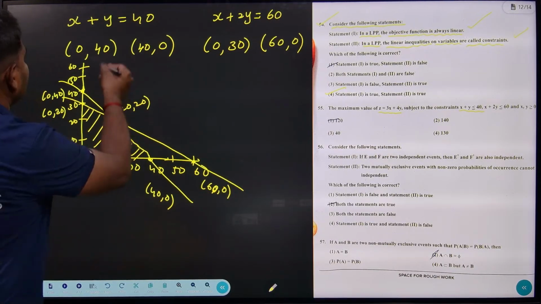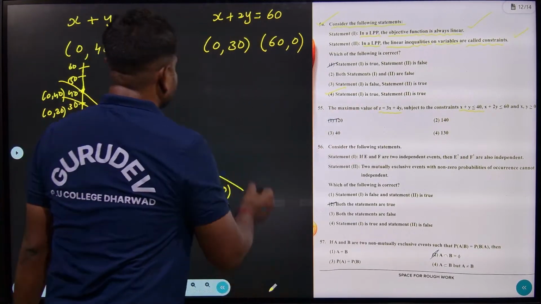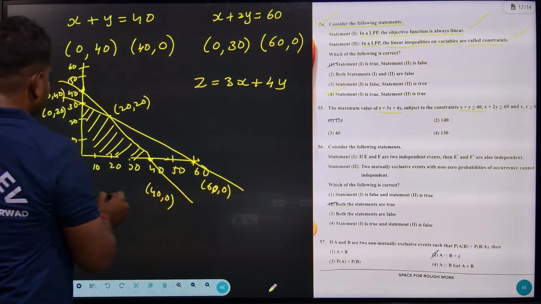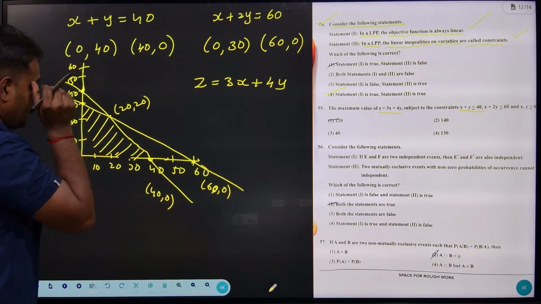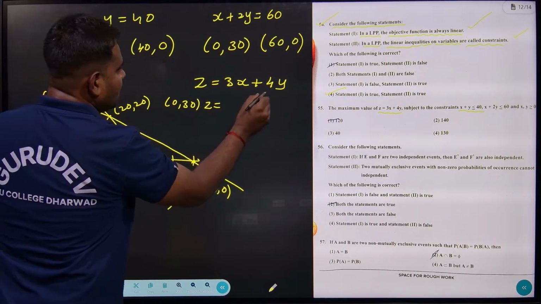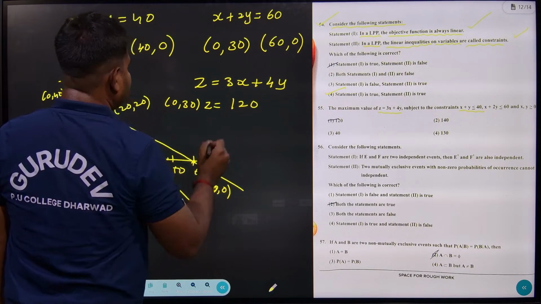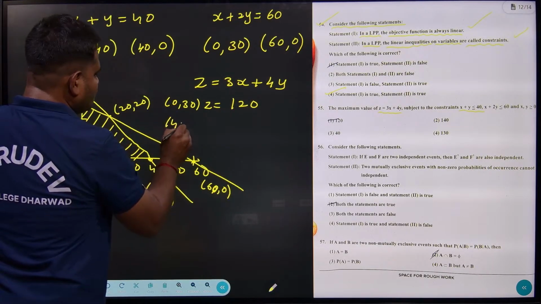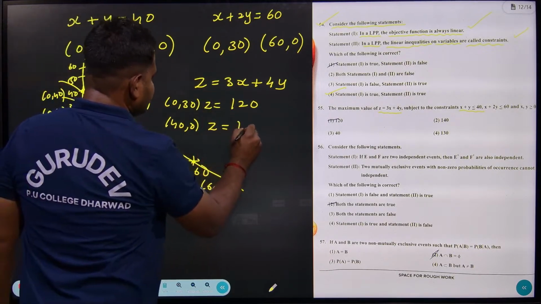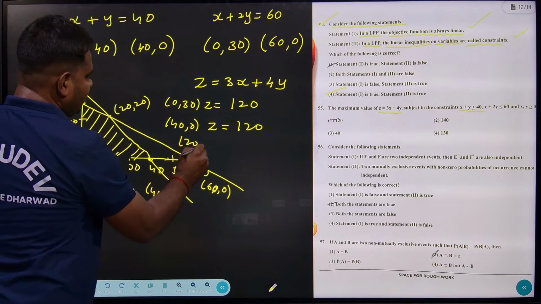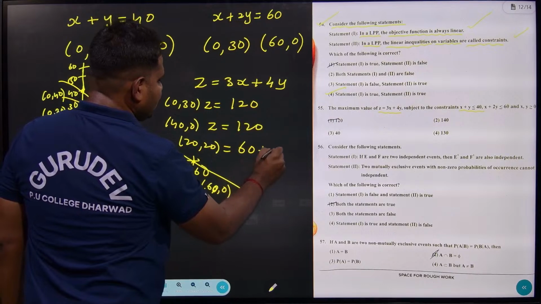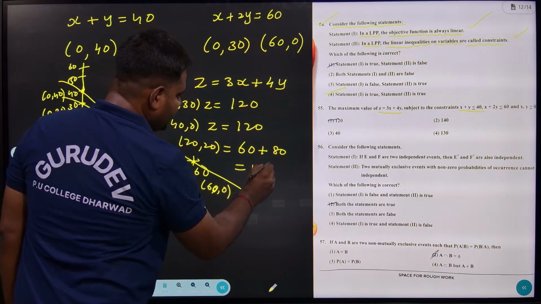Now, the maximum value is being asked for z equals 3x plus 4y. These are the corner points. For 0 comma 30, z is 30 into 4, which is 120. For 40 comma 0, z is 3 into 40, which is again 120. For 20 comma 20, it is 60 plus 80, which is 140. Hence 140 is the right answer.